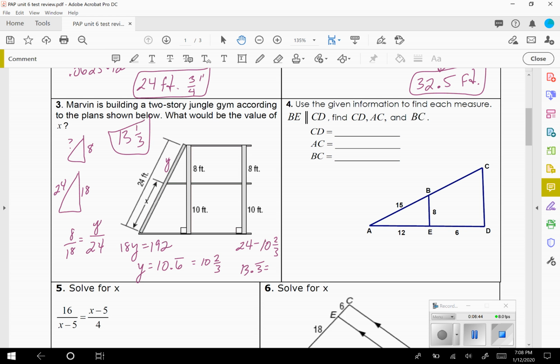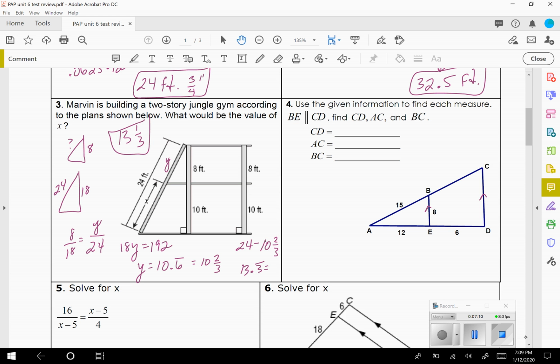4, I'm sorry. Use the given information to find each measure. BE is parallel to CD. Okay, good. Look at that. That makes our life so much easier. We need to find CD, AC, and BC. All right. So CD, BC, and AC. Okay, first start off with the easy part, BC.